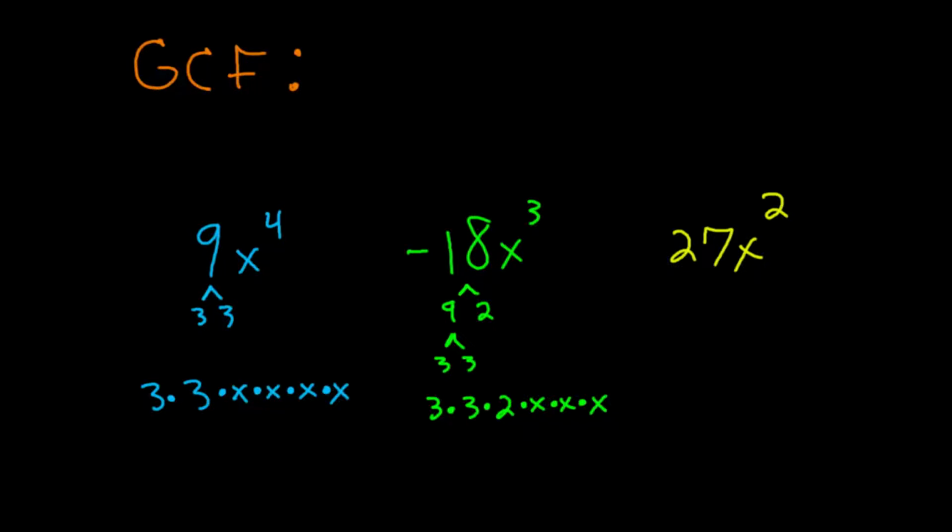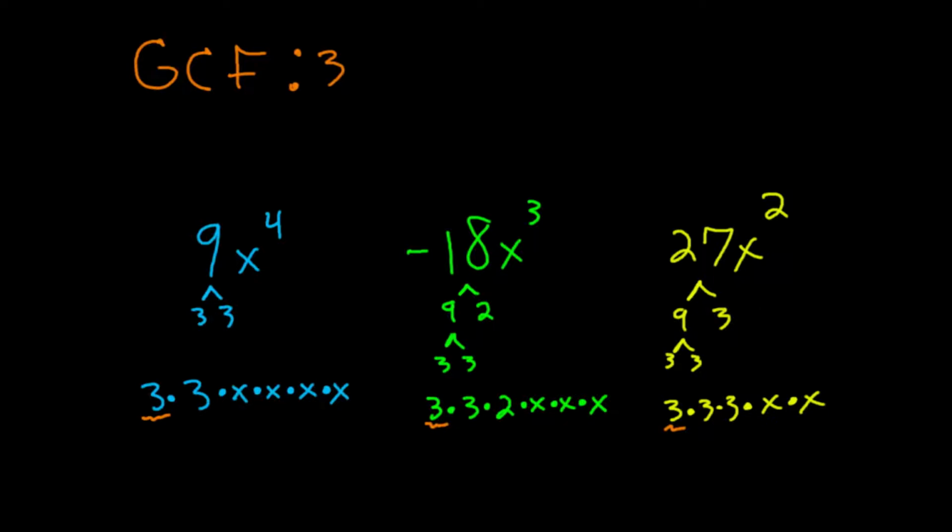And then last but not least, we have 27. 27 can be broken down as 9 times 3, and then 9 can be broken down as 3 times 3. And so we can say this is 3 times 3 times 3, and then times 2 x's because of the x squared. So for the GCF, what do they have in common? Well, they have a 3 in common here, a 3 in common here, and a 3 in common here. So I'm going to write a 3.